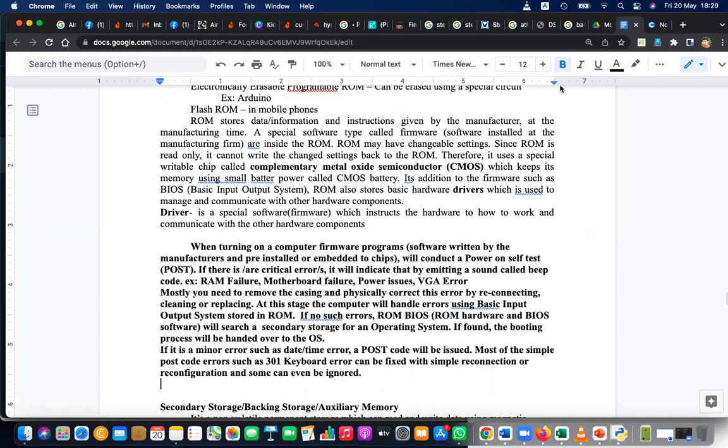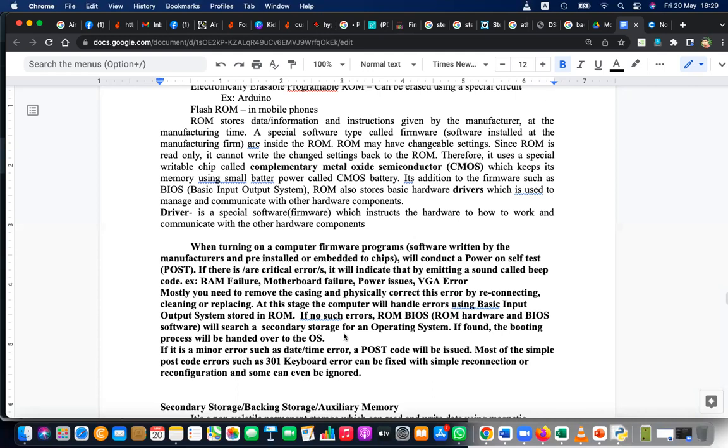Still, first hardware, no critical hardware failures. Next, normal hardware failures. The third failure that can happen when a computer turns on is the operating system failure. That is the third level of failure that you might experience, right? Okay, please write down.